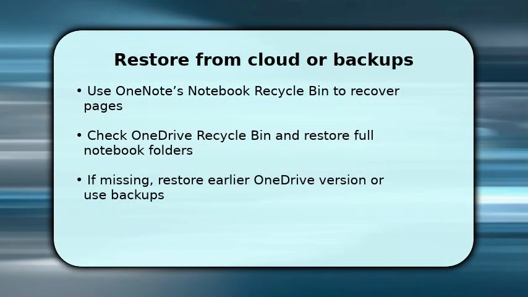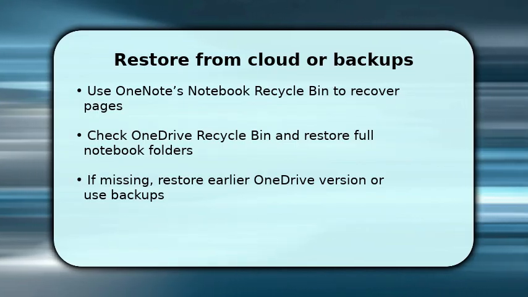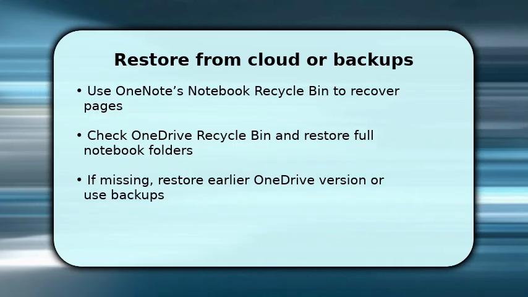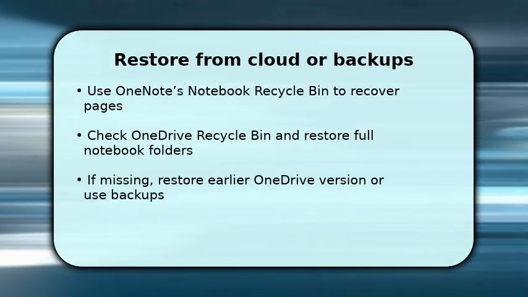Once you've located candidates, choose the most recent valid version and restore. In OneNote, open Notebook Recycle Bin, select Pages, and click Restore to put them back into the original section. This preserves history. If the notebook is a folder on OneDrive, restore the folder from OneDrive's Recycle Bin or use Version History to recover older file states.